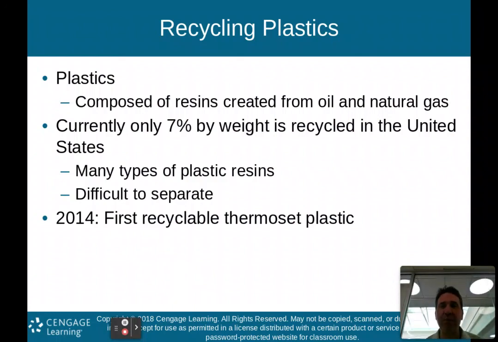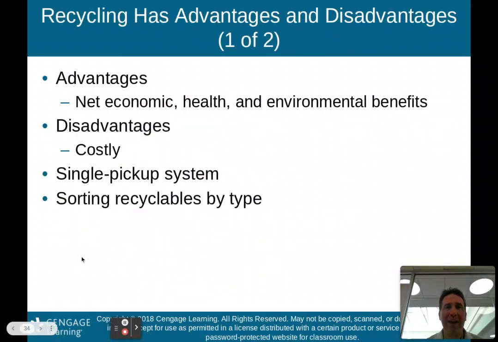Currently, only 7% by weight of plastics is recycled in the United States. Many types of plastic resins are difficult to separate. In 2014, we had our first recyclable thermoset plastic, which is good. It's a different type of plastic that can be recycled more easily. But plastics are a real problem, right? So refuse is really what we need to do with plastics, because they have a hard time recycling them. And right now, only 7%. So we need to refuse plastic. But then if we are going to use it, we have to recycle it. We have to increase that 7% number when it comes to plastics.